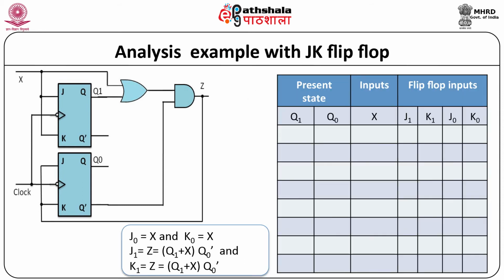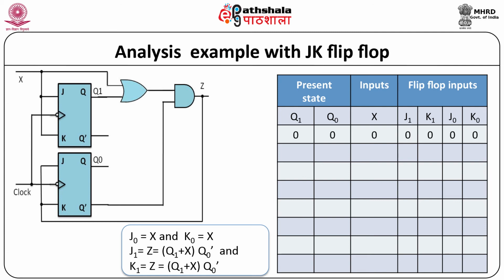Let us prepare a table for derivation of input excitations. In this table, the first 2 columns indicate the present state Q1, Q0, and the next column is x. The last 4 columns are for flip-flop inputs J1, K1, J0 and K0.